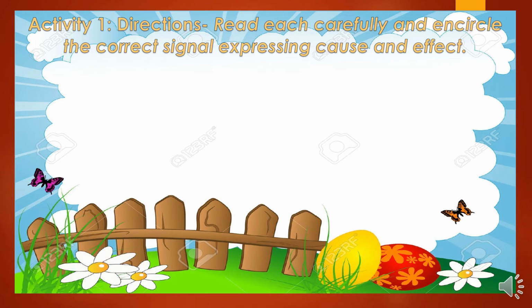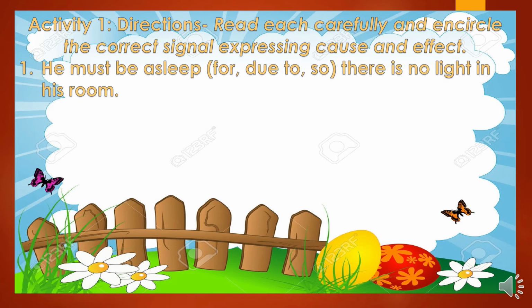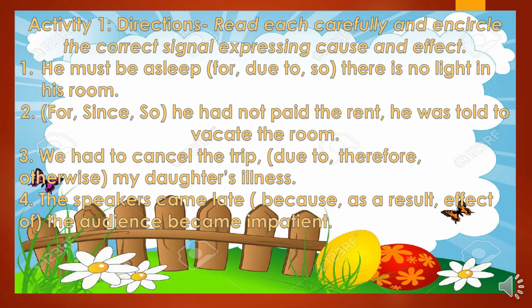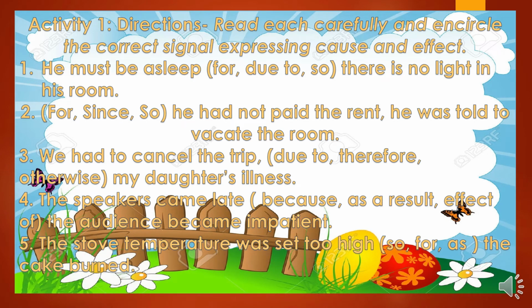And now, let us answer. You may check your own work. For number 1, he must be asleep, for there is no light in his room. Number 2, since he had not paid the rent, he was told to vacate the room. Number 3, we had to cancel the trip due to my daughter's illness.